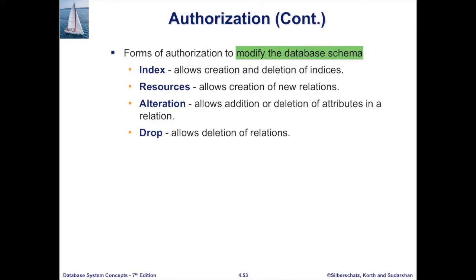So we can allow other users to perform indexing, resources, alteration, or drop. Index allows the user to create or delete an index. Resources allows creation of new relations or new tables. Alteration allows the user to add or delete columns in a table. And lastly, some users are allowed to drop the table.